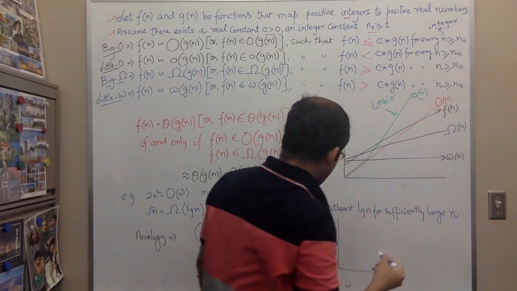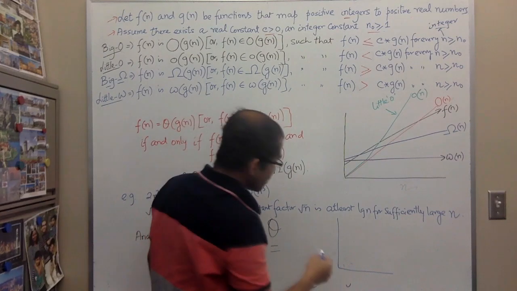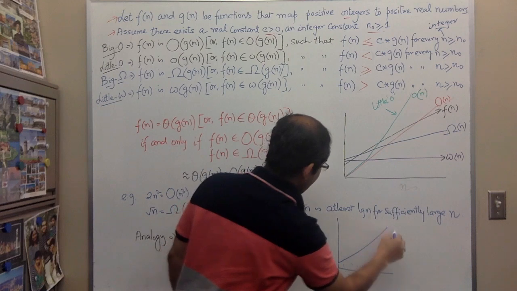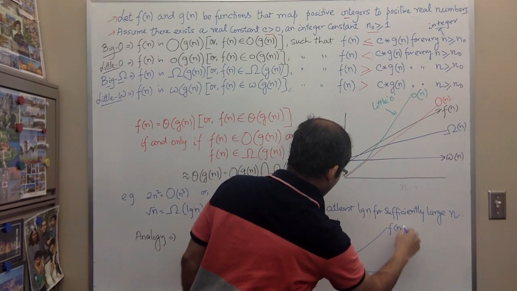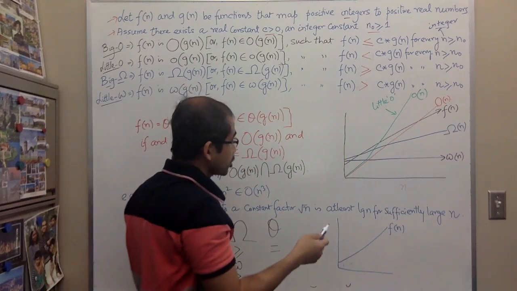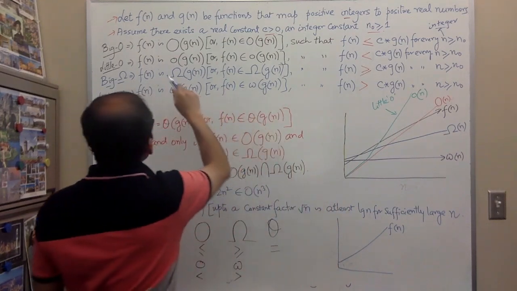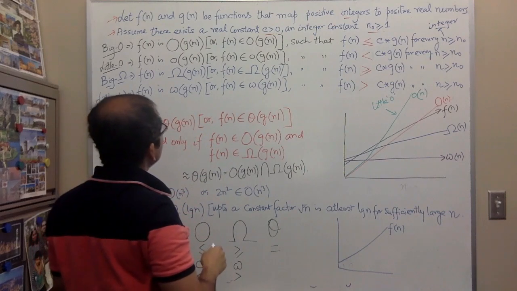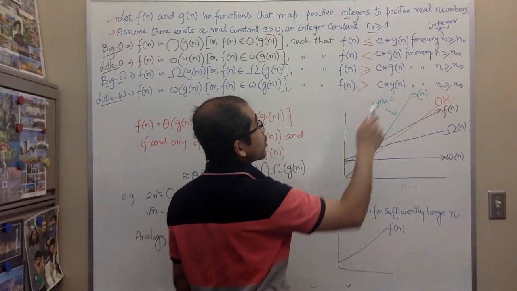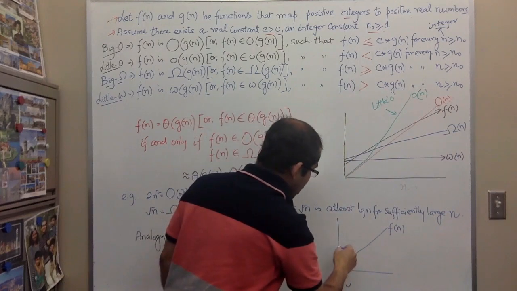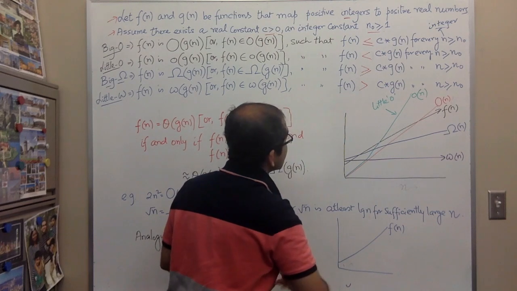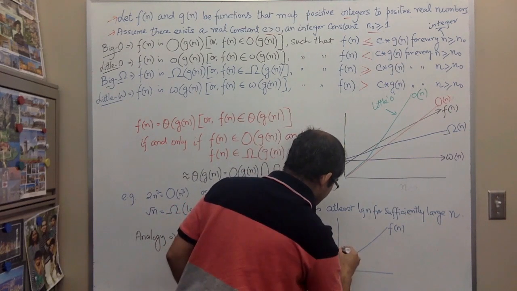Okay, so now you see, what does it mean? Suppose this is F(n). Okay, so this is a function that maps positive integers to positive real numbers. Now I'm saying, what is the growth rate of G(n) here? So F(n) has to be less than or equal to c times G(n) for every n greater than or equal to n0. Now let's assume this is the c times G(n).